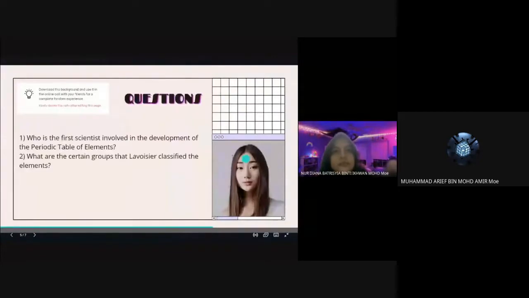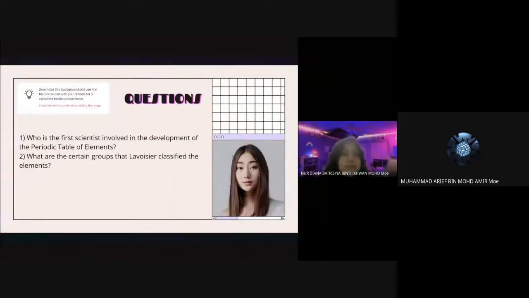Alright, these are some questions because I want to know about you guys. How far can you understand this periodic table? So for the first question, who is the first scientist involved in the development of the periodic table of elements? So I'll pick.